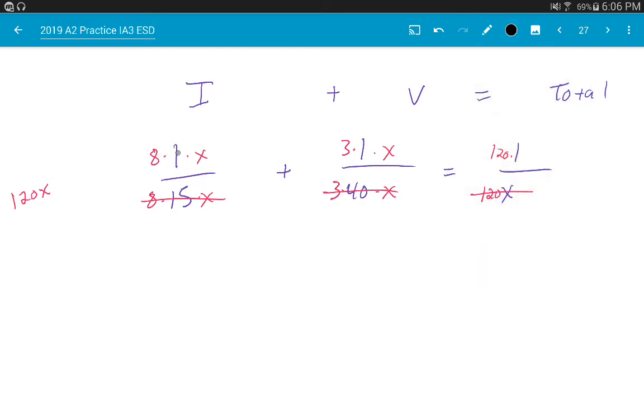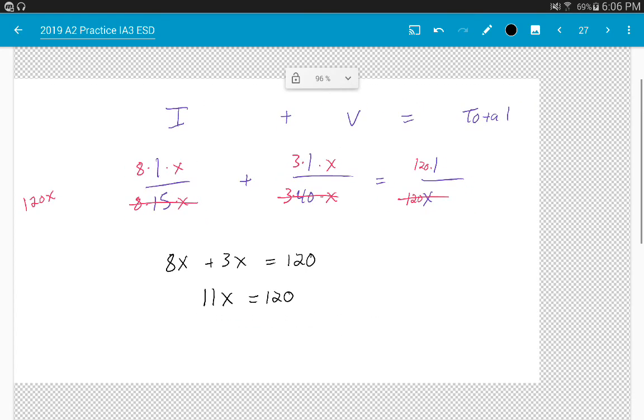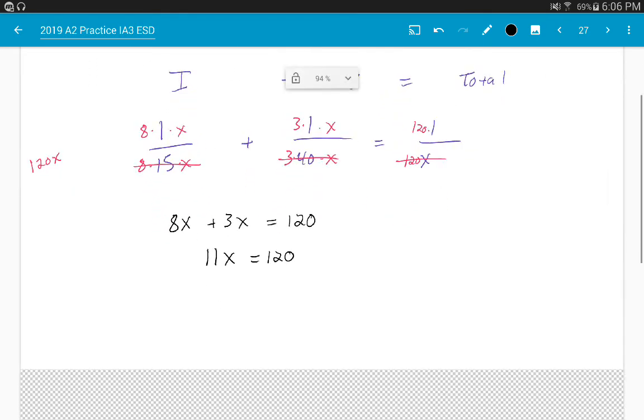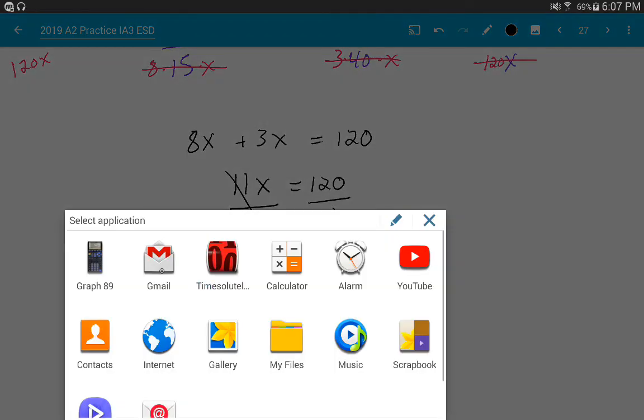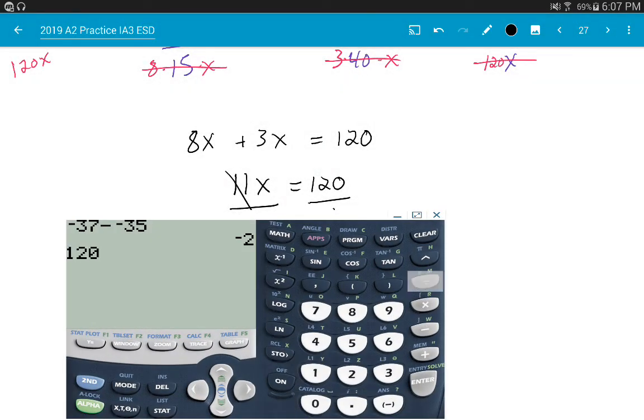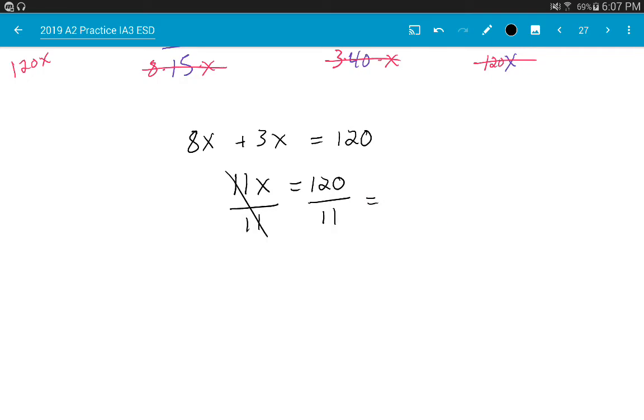Here's my new equation. 8 times 1 times x, that's 8x. Plus 3 times 1 times x, so that's plus 3x. Equals 120 times 1, so equals 120. I get 11x equals 120. And they want me to round it to the nearest minute, so let me divide this by 11. Break out a calculator, because it's going to be decimals. 120 divided by 11, 10.9, which is 11 minutes.